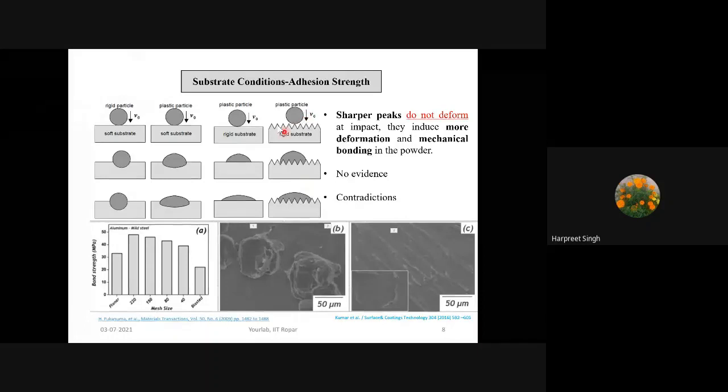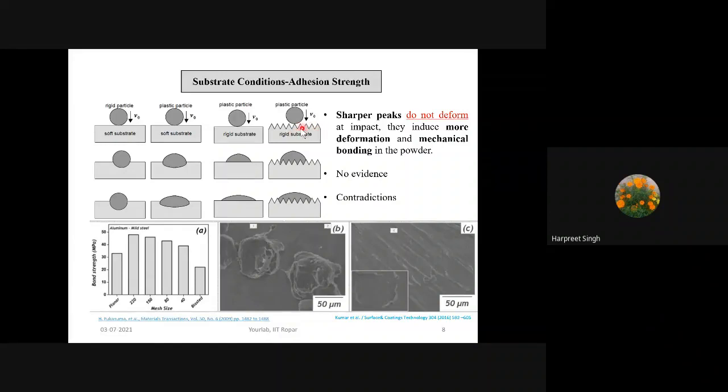But there is a lot of discussion on this, that if we have a rigid surface and some amount of roughness is present on the surface, then it is very convenient that we get this kind of sticking very nicely. So they say sharper peaks don't deform at impact. They introduce more deformation and mechanical bonding in the powder. But there is no evidence, and there are a lot of contradictions on this. Basically, this understanding came from thermal spraying.